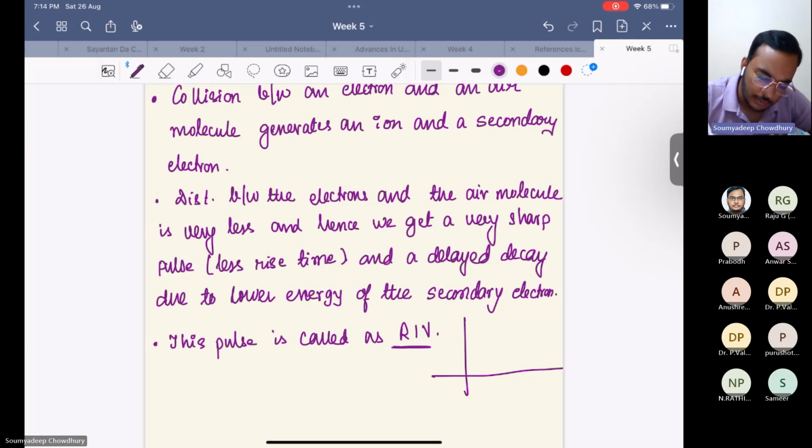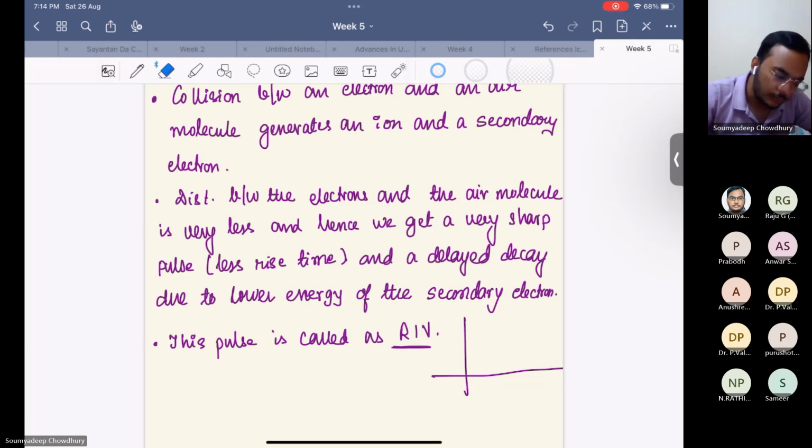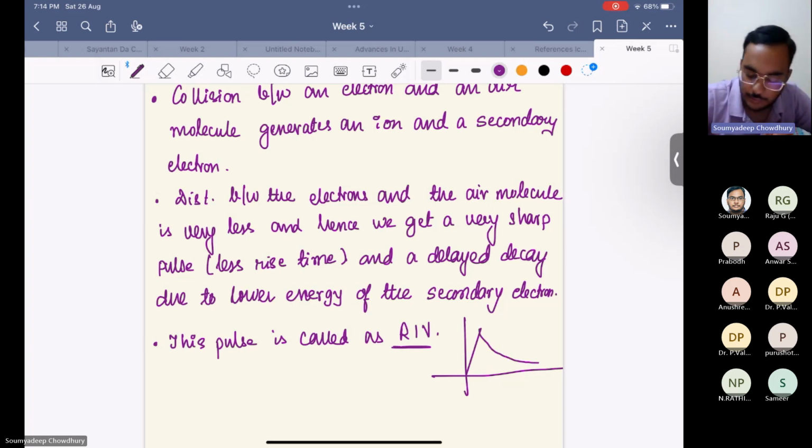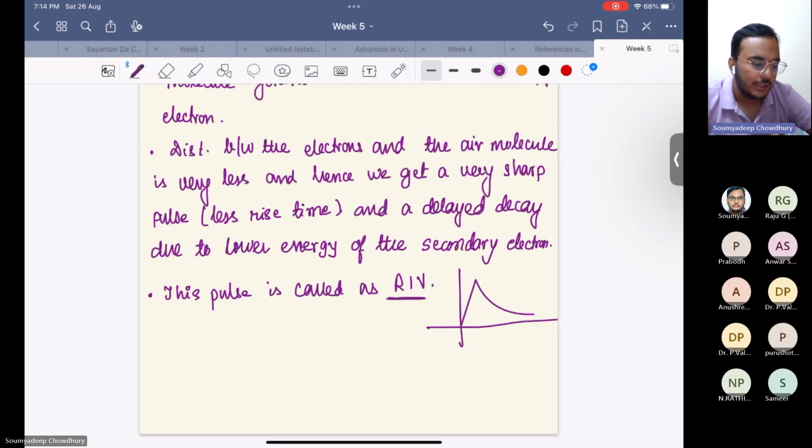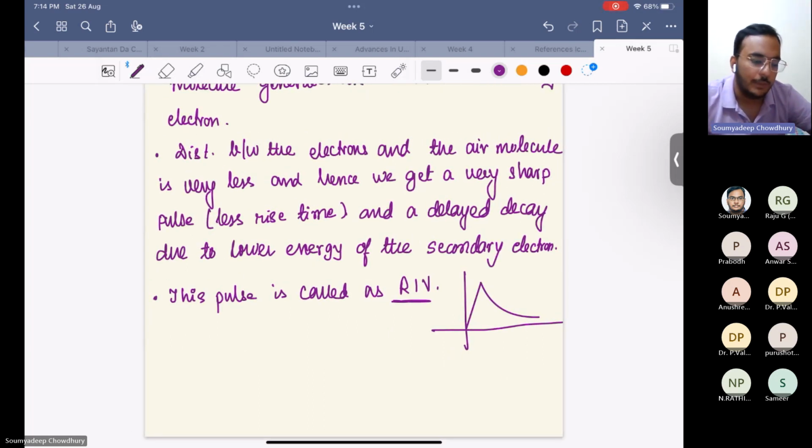So it will have a very fast rising and a slow decay pulse. Fast rising and very slow decay. This will be a typical RIV pulse. As I was telling, this rise time will depend on the distance between the electron and the air molecule, and the fall time or the tail time will depend on the energy content of the secondary electron.